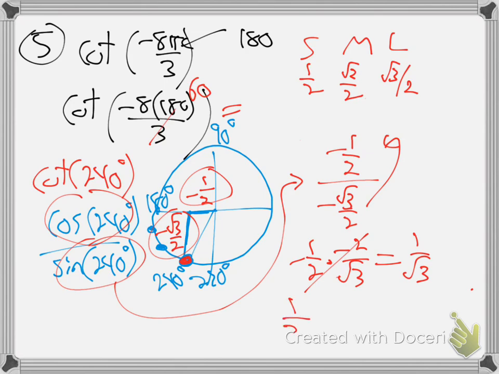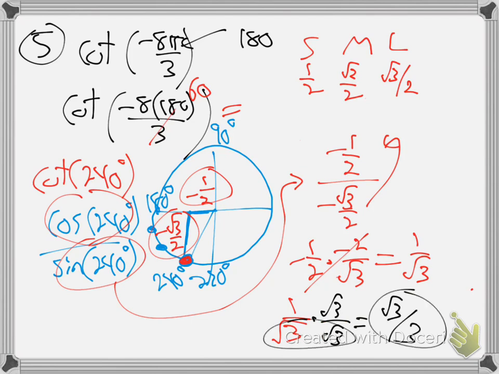1 over root 3. We can't leave a root on the bottom, so we multiply top and bottom by root 3. Get root 3 over 3. Two roots on the bottom make a 3. Now, double check the sign. It's always good on a multiple choice test. You want to make sure you got the sign right.